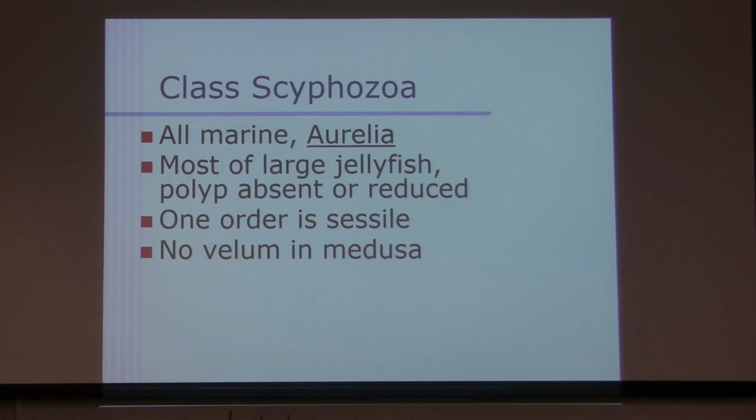No velum. So when there is no velum, what happens? It grows huge. They can grow huge. The one you saw in the video in the lab, on this DVD, most likely belonged to this class Scyphozoa.